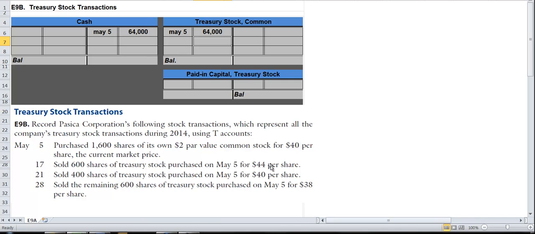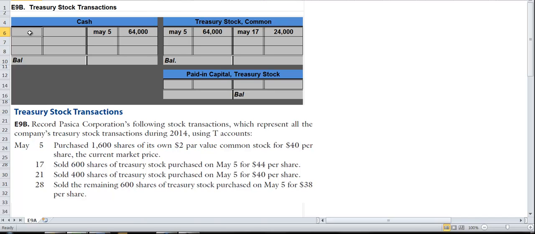Then on the 17th, I sold 600 shares of treasury stock purchased on May 5th for $44 per share. So first, let's look at this. I bought them for $40, and I'm selling them for $44. So I'm making $4 per share on this transaction. So the first thing I'm going to do is reduce my treasury stock account on May 17th. And I sold 600 shares, but remember, I know I sold them for $44, but when it comes to treasury stock, everything in this account is recorded at cost. So it's going to be 600 times my $40, so that's $24,000. So I'm crediting treasury stock for $24,000.